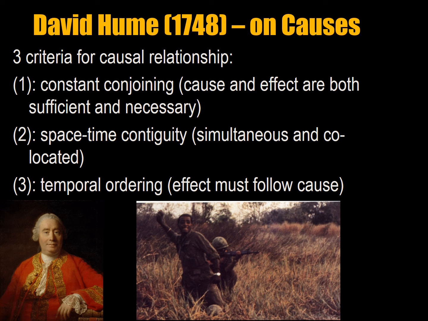So for there to be a cause-effect relationship, Hume argued that one, you have to have constant conjoining, meaning cause and effect are both sufficient and necessary towards each other. Two, there must be space-time contiguity. They have to be both simultaneous and co-located, occurring in the same spot. And number three, there must be temporal ordering. The effect must follow the cause. Here you can see U.S. Army soldiers fighting in Vietnam.